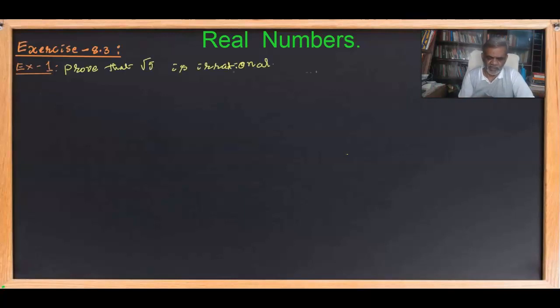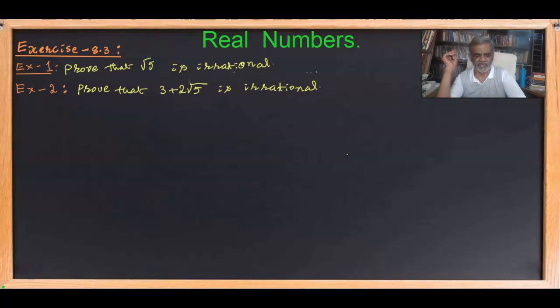Exercise 8.3, example 1. Prove that root 5 is an irrational number, and this can be solved on similar lines to the proof of the theorem that root 2 is an irrational number. In fact, the square root of any prime number is irrational, which can be proved on par with the example of root 2. I will leave it as an exercise. I will consider the second example in exercise 8.3.